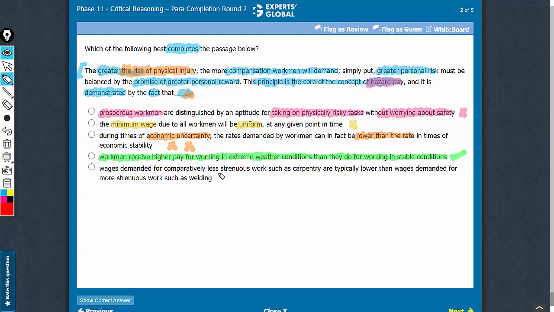Answer choice E talks about wages for work that is less strenuous versus wages for work that is more strenuous. See, being strenuous does not necessarily mean risky, and therefore this answer choice will not lead to a convincing completion of the paragraph. Answer choice D gives a valid factual example. Choice D actually demonstrates the concept of hazard pay. D is the correct answer choice.